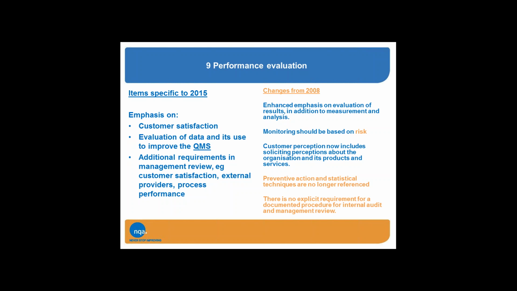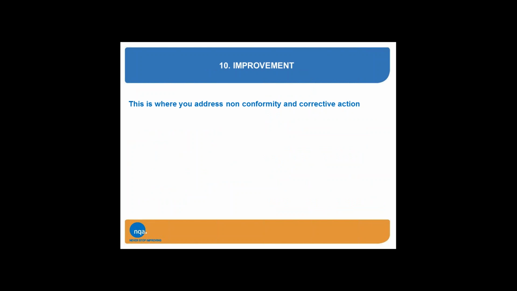So let's just think about that for a moment. No explicit requirement for a documented procedure. However, you must do internal audit and management review, not surprisingly, and you must have documented information as evidence that you've carried out those activities. We tend to call those records. So still a requirement clearly to do them, but the need for a documented procedure is no longer explicitly stated. If you still wish to have those documented, then of course you must continue to do so.